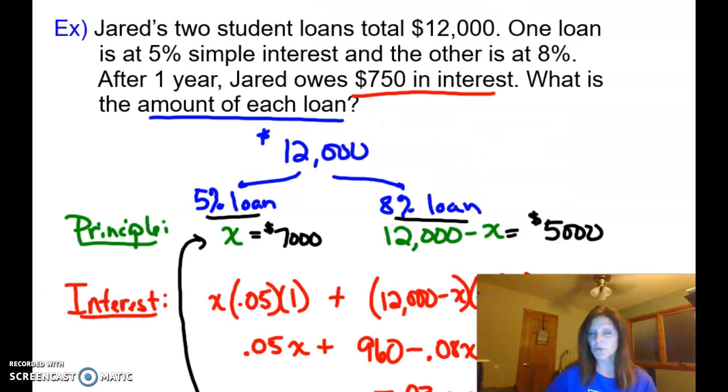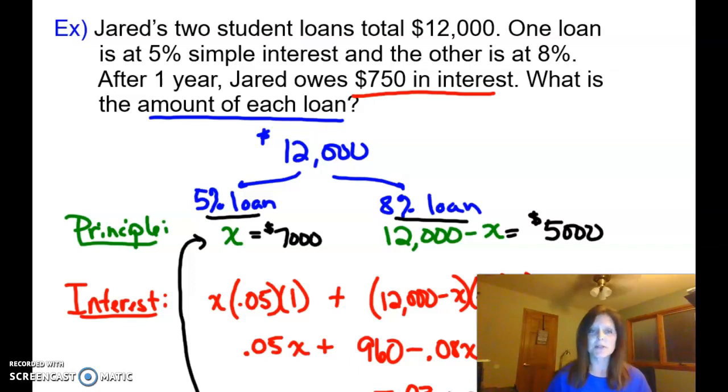In this example, we're going to look at an interest problem. And you do have a few of these in your homework because they tend to be a little bit more troublesome for students, but I don't think they're that hard if we give them a little bit of practice and we learn to sketch them out. Okay, so Jared has two accounts. We're dealing with simple interest here.